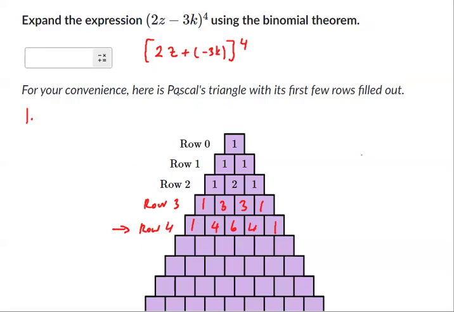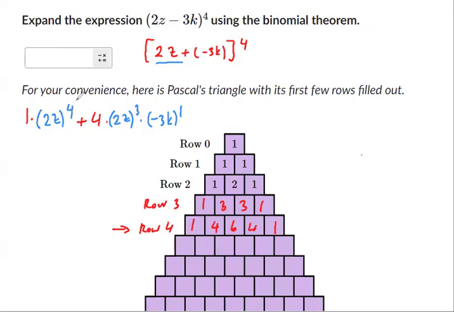Now we take the first term, which is 2z, and take the fourth power of this, and then multiply it by the zeroth power of the next term. But the zeroth power is just 1, so we don't need to worry about it. The next coefficient is 4, and then times the first term, 2z, but now it will have the third power. And my second term is negative 3k, and that will now have the first power.